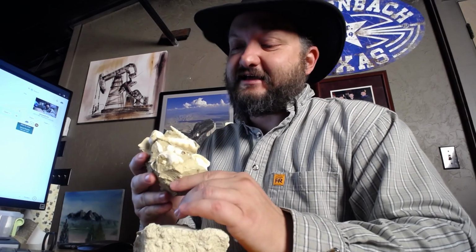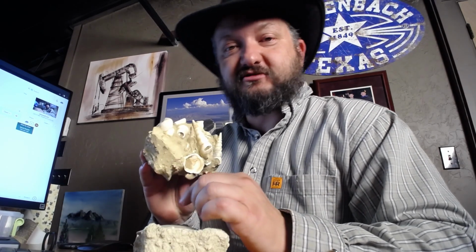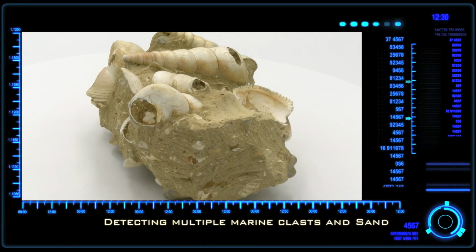Let's take a look at some more clastic sedimentary rocks that contain fossils. These are technically limestone, but there's a lot of sand involved in a rock like this. This is a Miocene beach that has been cemented by calcite, and it contains a number of shells. We would call those clasts.